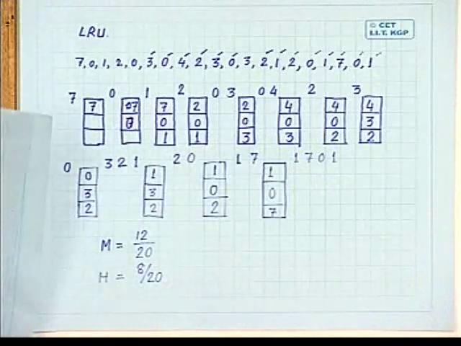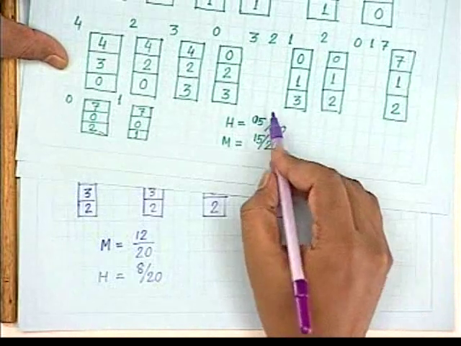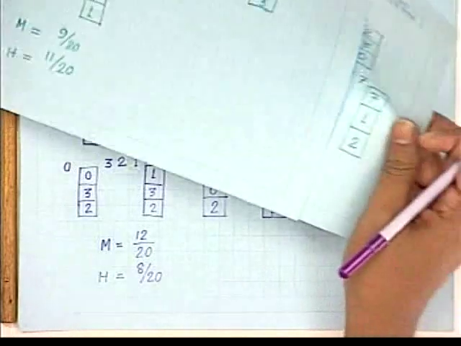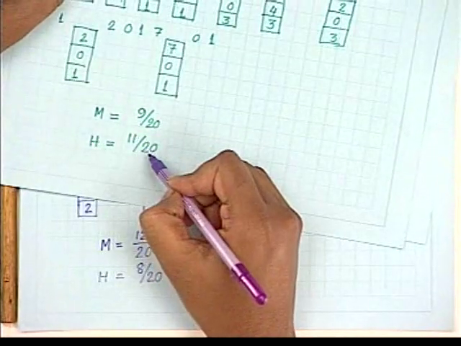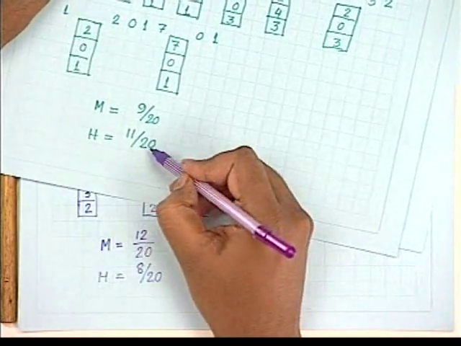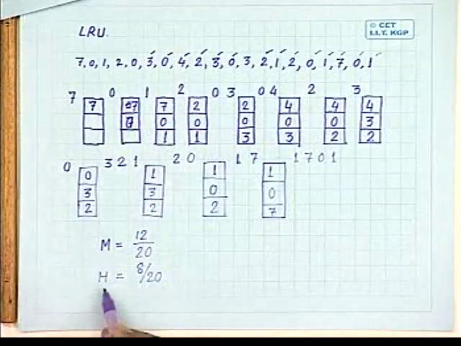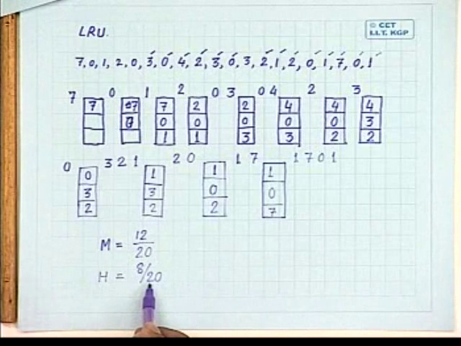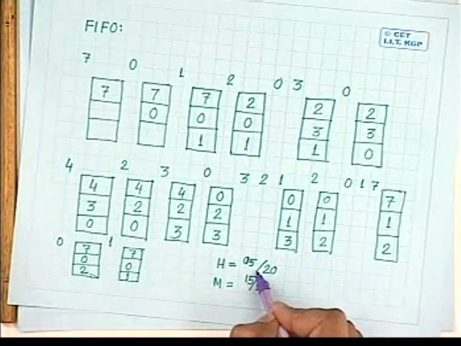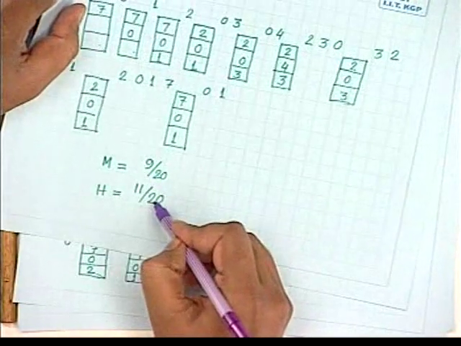you find that in case of FIFO algorithm, your hit ratio was 5 by 20. Okay. In case of optimal algorithm, hit ratio was 11 by 20. So you have a considerable improvement in the hit ratio. In case of LRU technique, least recently used technique, hit ratio is 8 by 20, which is more than that in case of FIFO algorithm, first in, first out algorithm, but less than that in case of optimal algorithm.